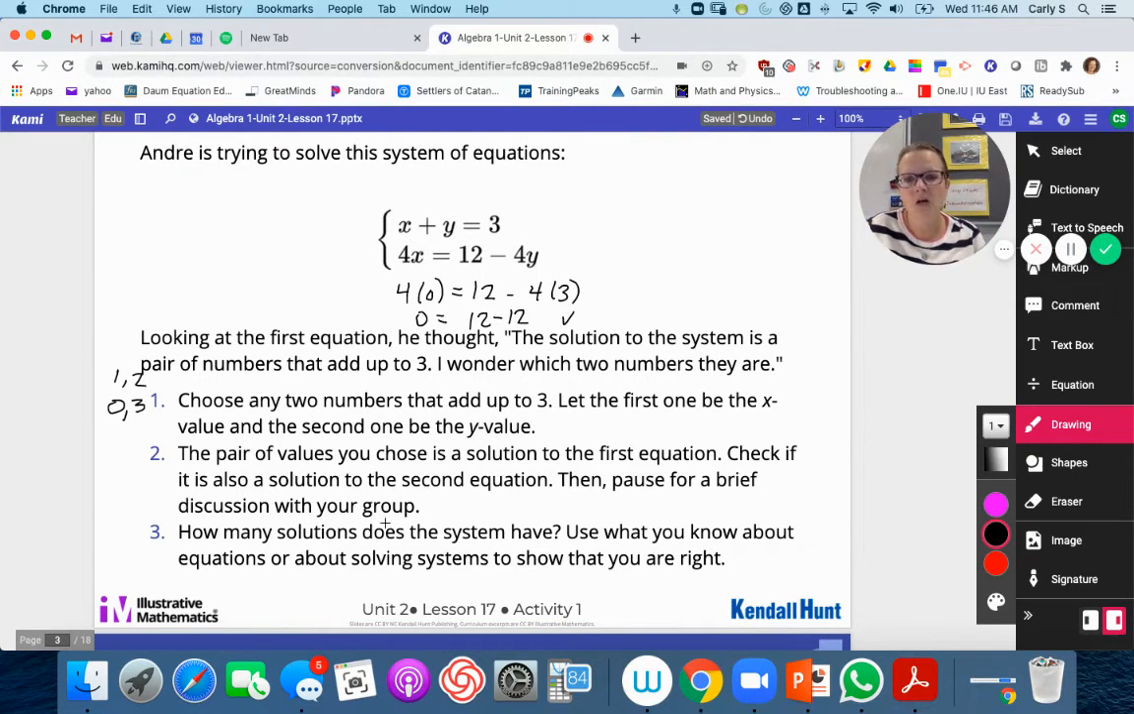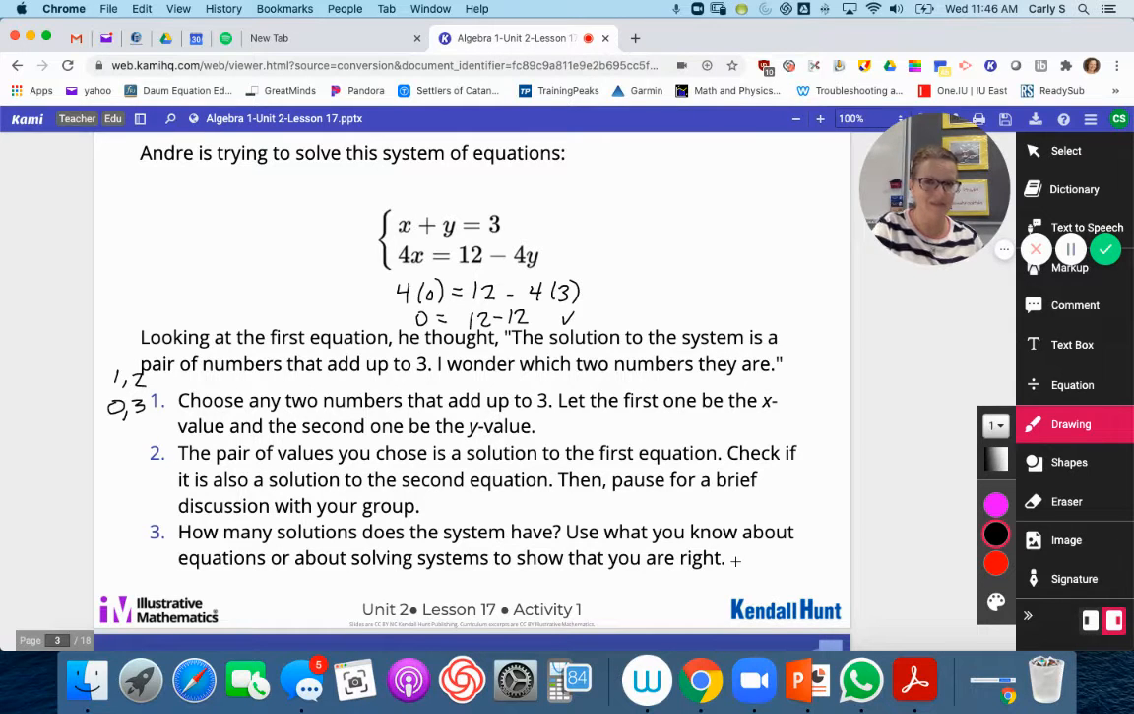Okay, so pause for a brief discussion with your group. Well, you're my group, and you don't talk back to me when I talk to you. So, how many solutions does this system have? Use what you know about equations or about solving systems to show that you are right.